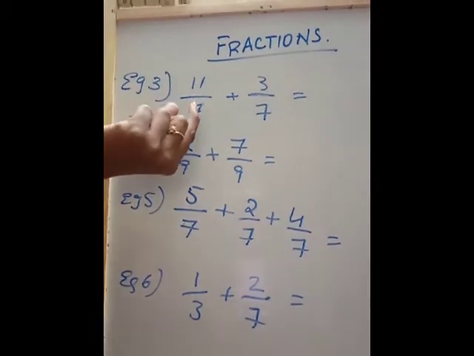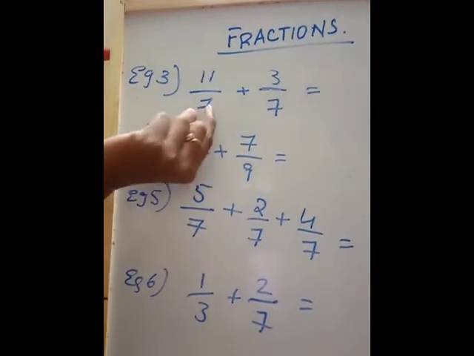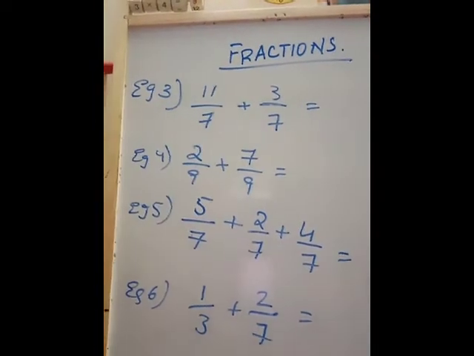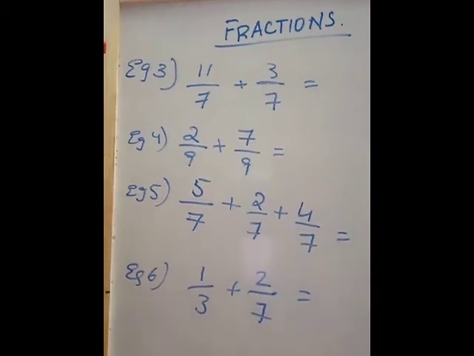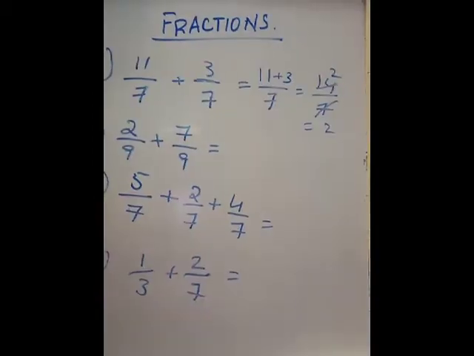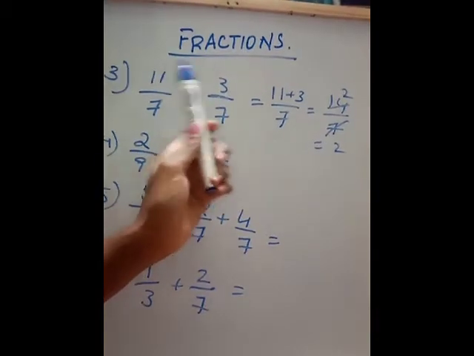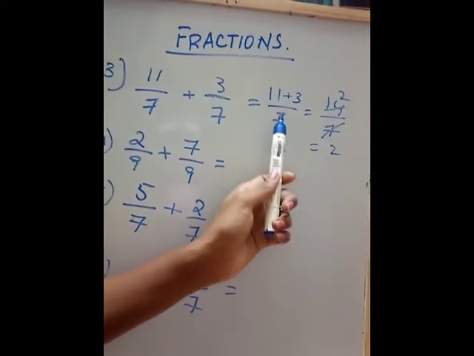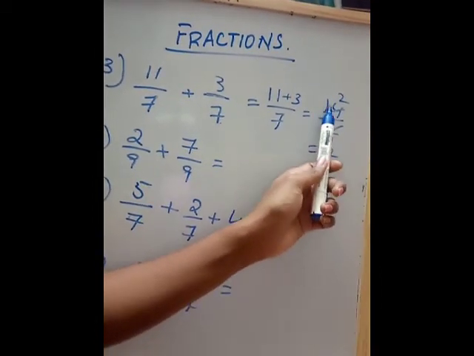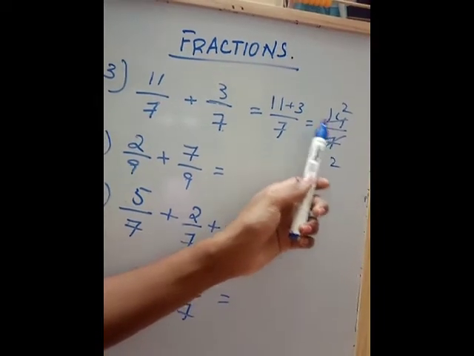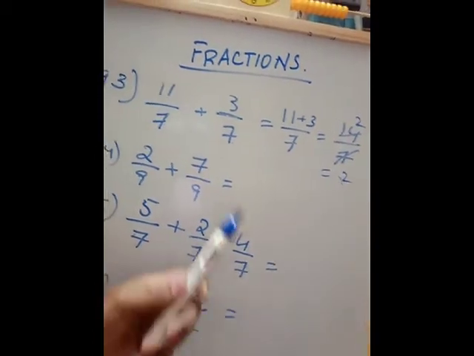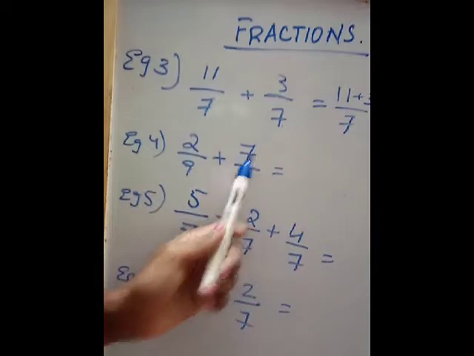Let us discuss some more examples. Here you can observe two fractions, both having the same denominator 7, so 11 by 7 and 3 by 7 are like fractions. What you have to do is add the numerators: 11 plus 3 is 14, with the common denominator 7. So 14 by 7, but 7 cancels 14 with 2, since 7 ones are 7, 7 twos are 14. So the answer is 2.